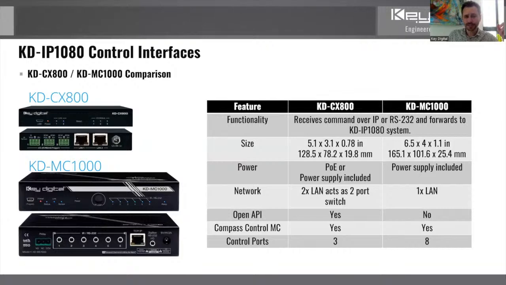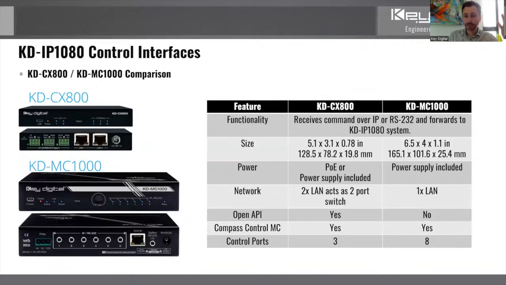I also like that the CX800 supports our key code open API. So any control system can communicate to the CX800 and tell it, hey, IR on port number 1, you're going to send this command, or you're going to be RS-232 on port 2, and you're going to send this command at this baud rate.